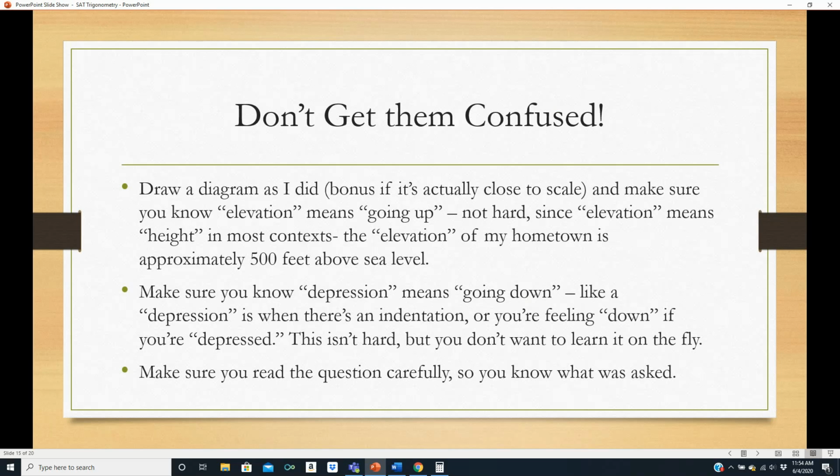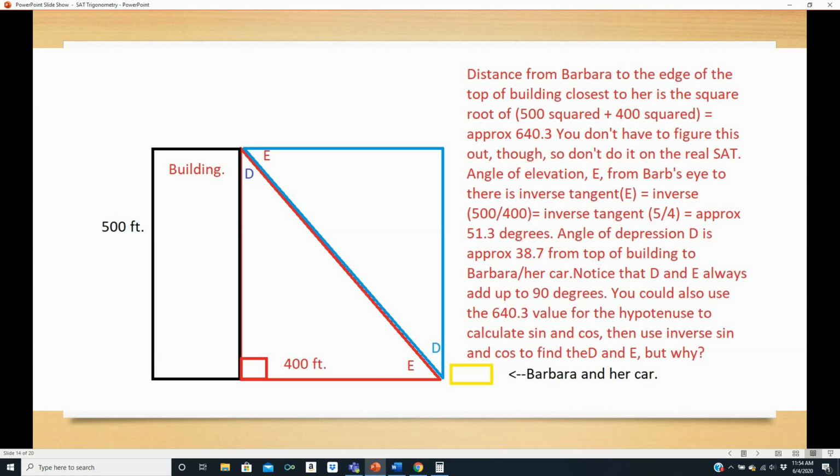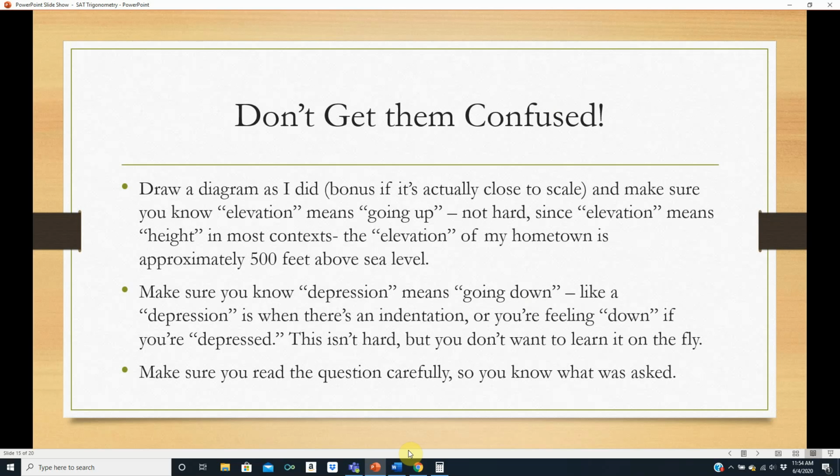You want to know elevation means going up. It's not hard, since elevation means height in most contexts. For example, the elevation of my hometown is approximately 500 feet above sea level. Make sure you know that depression means going down. So if we're looking at it like this, somebody's standing here, they're looking down on you. Depression means if there's an indentation, or if you're pressing a button, or if you're feeling down, if you're depressed. So it's not hard, but you don't want to learn it on the fly.